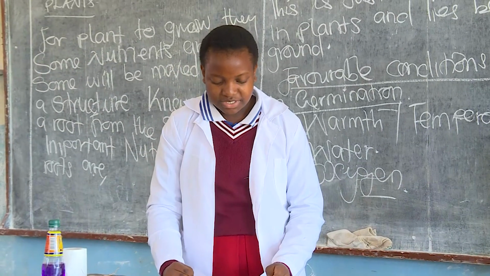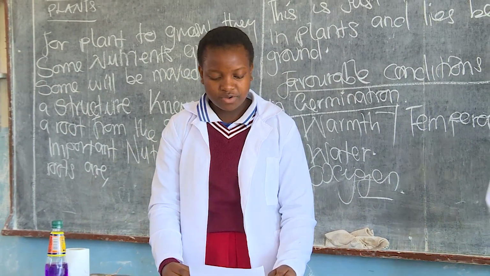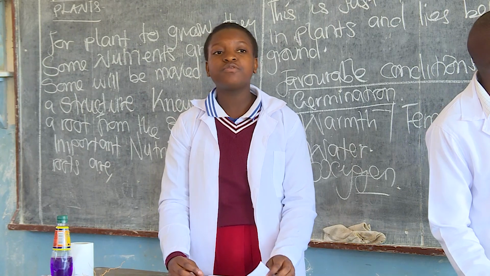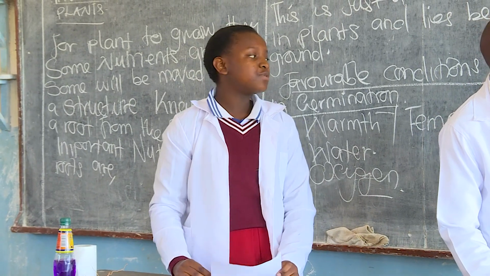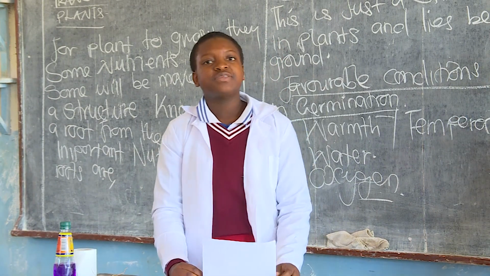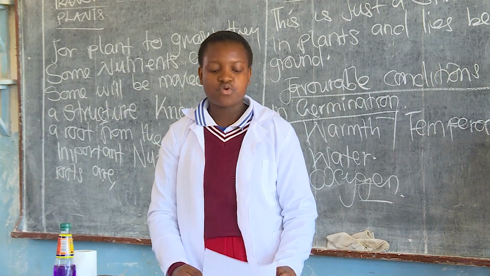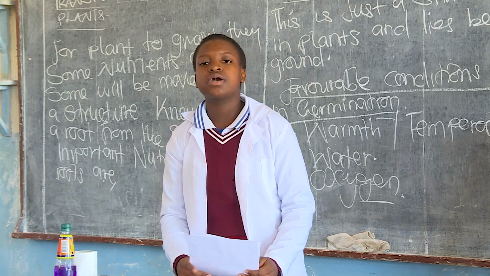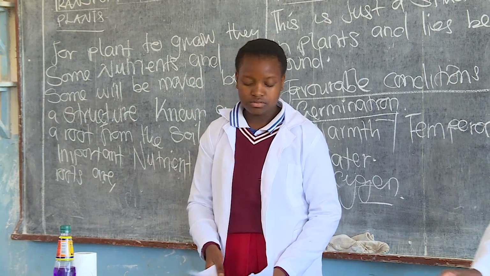The fibrous root has an advantage over the taproot because the fibrous has a lot of roots. The taproot has a primary root, which makes it difficult for it to absorb a lot of water from the soil. That's what happens. You can clap for her as well.